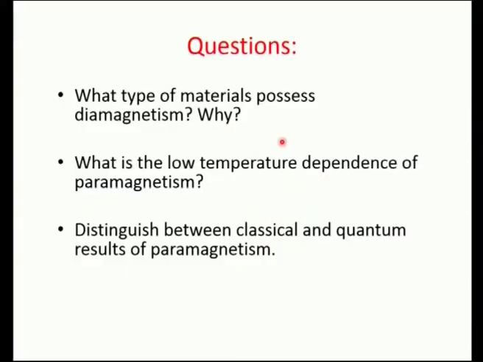A few questions here. What type of materials possess diamagnetism? Why? Next, what is the low temperature dependence of paramagnetism? And distinguish between classical and quantum results of paramagnetism.